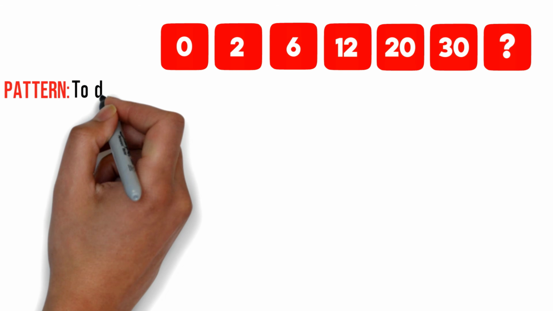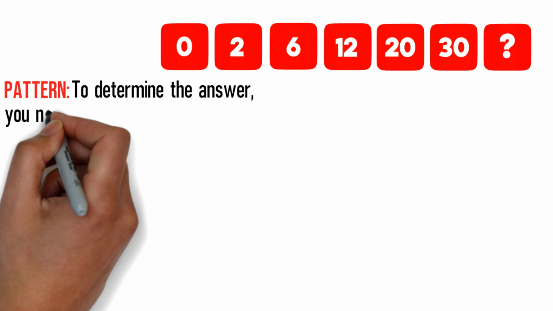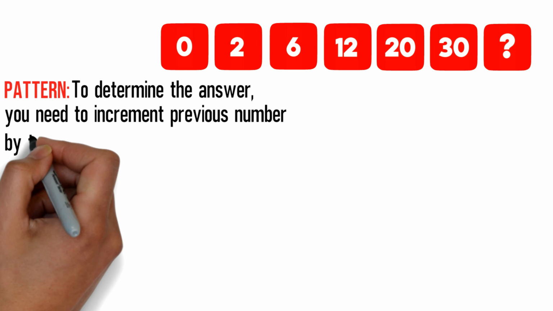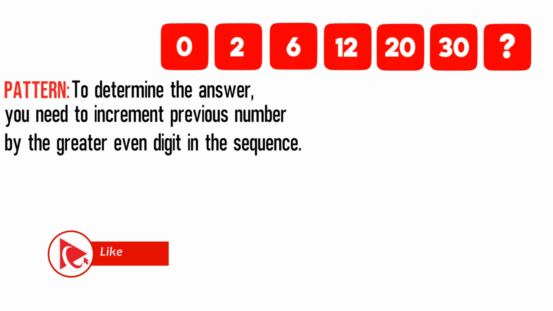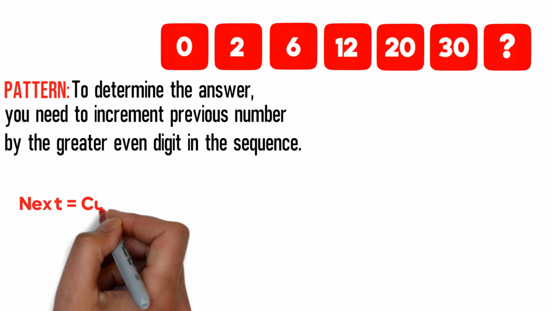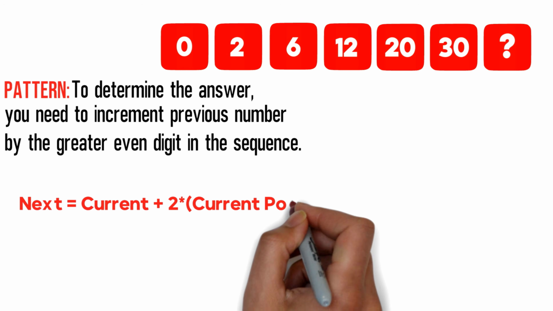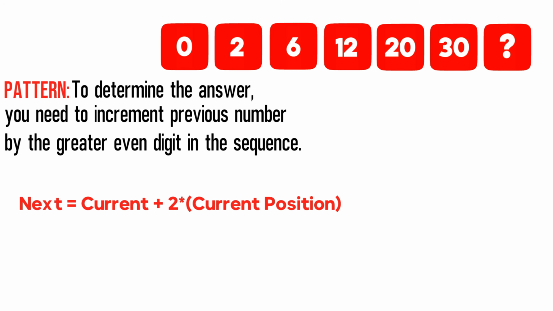As with any type of question, the key is to determine the pattern. To determine the answer in this particular case, you need to increment the previous number by the greater even digit in the sequence. You can even come up with the formula. And in our case, the formula to determine the next number would be current number plus 2 multiplied by current position. Let's see how it works.